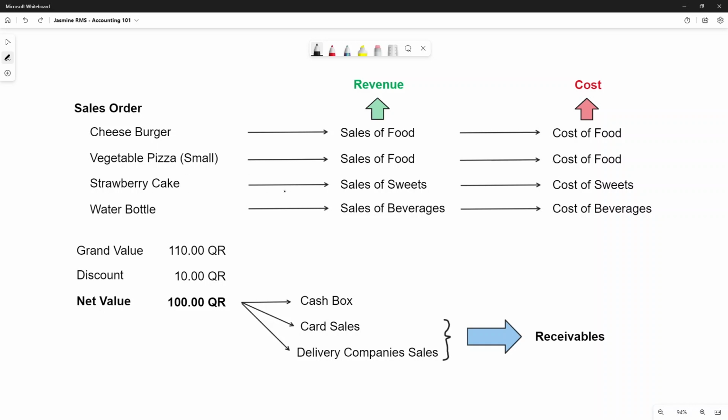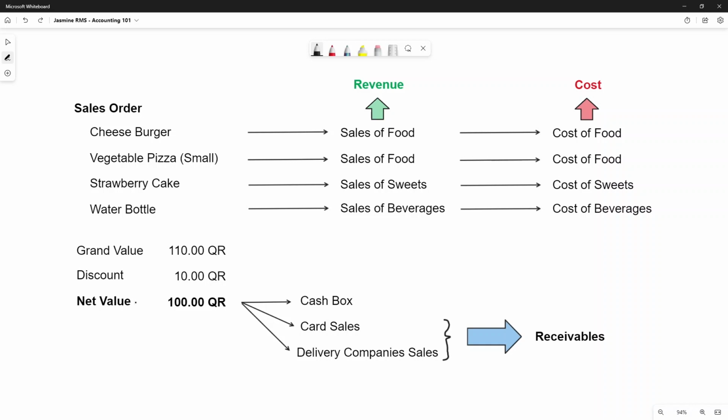Strawberry cake is a sweet, so the revenue will go to sales of sweets, and the cost will go to cost of sweets. Water bottle is a beverage, so sales of beverage and cost of beverage. The grand value of this order is 110 Qatari Riyal. We give a discount of 10 Qatari Riyal, for example, and the net value of this sales order is 100 Qatari Riyal.